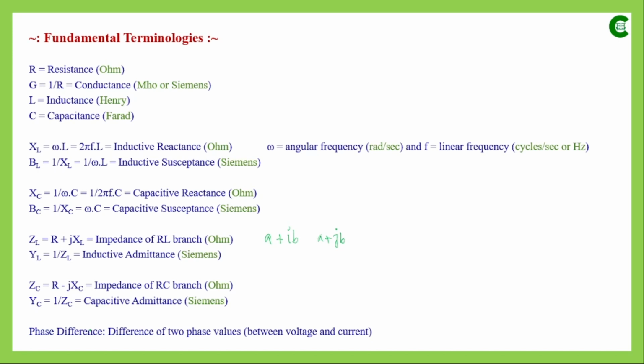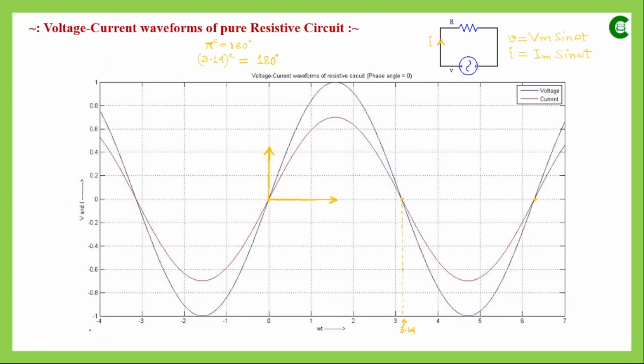So when the voltage and current in an AC circuit, one being effect and one being cause, are not in the same phase, there will be a difference of phases between them, and that difference is called phase difference. We will understand more about this phase difference in the next few slides.